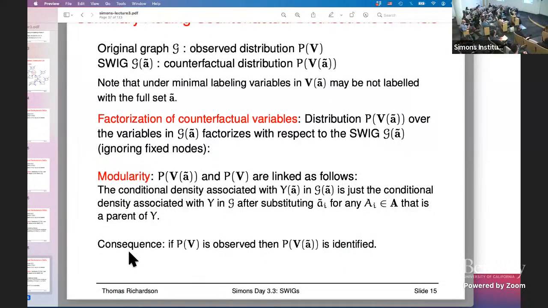A clarification question: does this SWIG construction only work for atomic or fixed interventions, or does it work for more general interventions as well? The construction I'm presenting here is just for thinking about static interventions, but the machinery can also work for dealing with dynamic regimes. It gets more complicated, and I won't get into that in this lecture. But the splitting idea that we've got here, we should think about as static interventions.